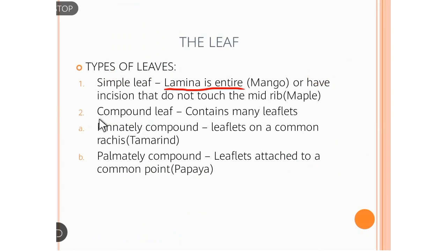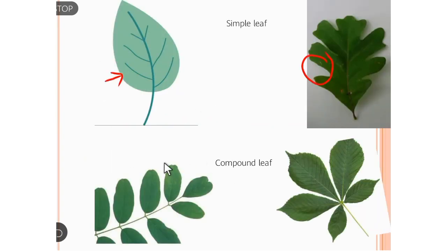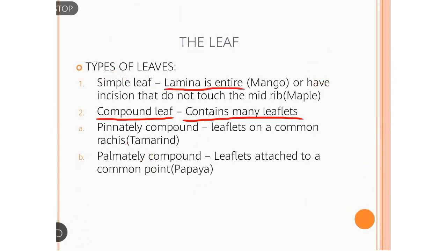Now the second type of leaf is a compound leaf. A compound leaf is a type of leaf which contains many leaflets. See, in this picture you can see that these are the leaflets which I have mentioned before. There are many leaflets in a compound leaf. Now compound leaf is of two types, that is, the first one is pinnately compound and the second one is palmately compound.